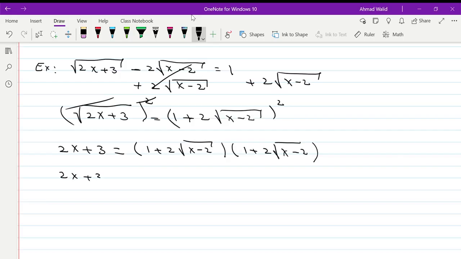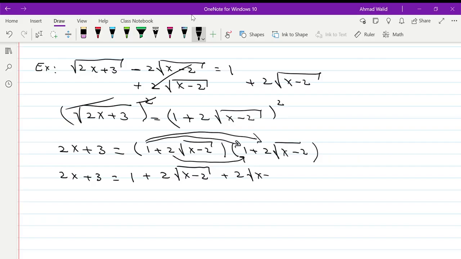2x plus 3 equals 1 times 1 gives you 1, plus 1 times 2 radical x minus 2 gives you 2 radical x minus 2. Now this term, I multiplied this with this. 2 radical x minus 2 times 1 gives you 2 radical x minus 2. And 2 radical x minus 2 times 2 radical x minus 2 gives you 4 radical x minus 2 to the power of 2.